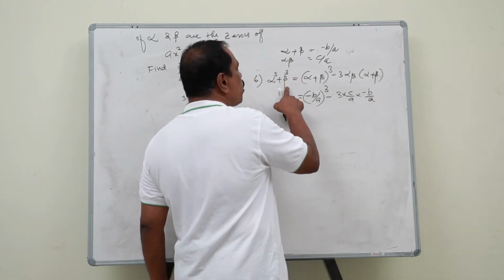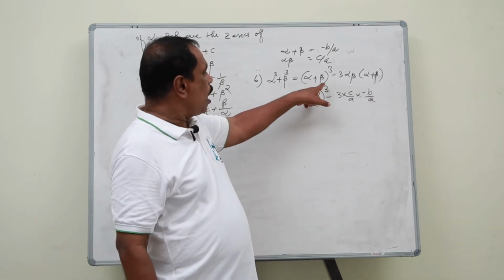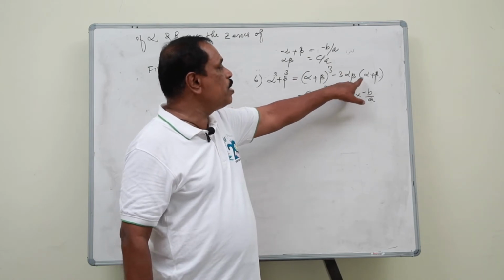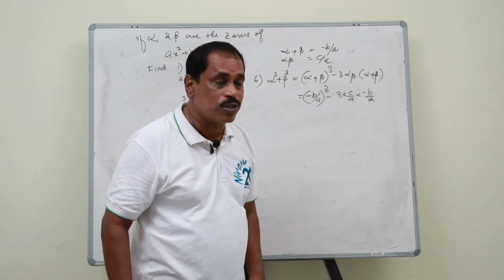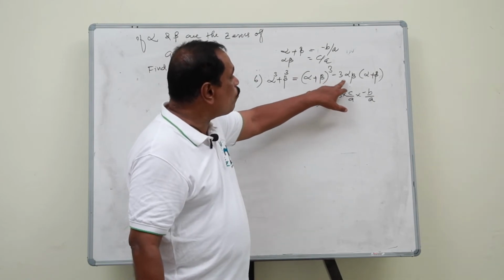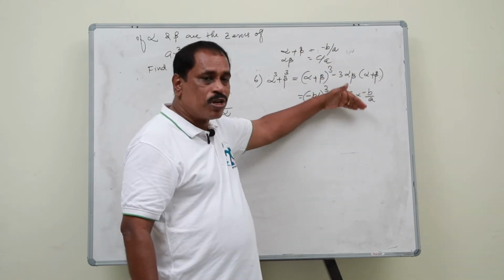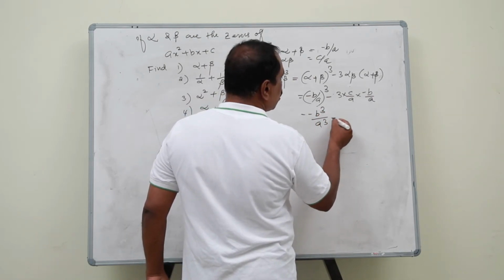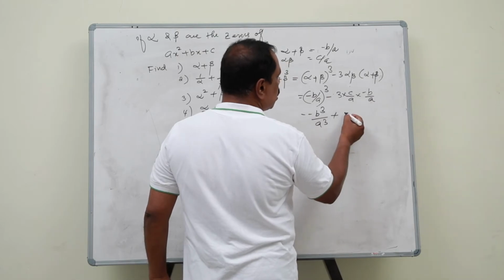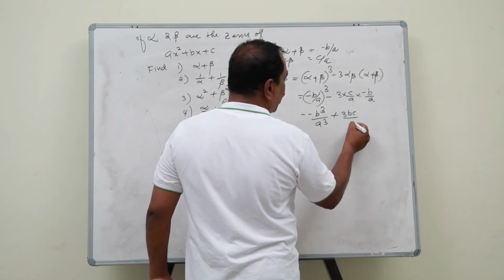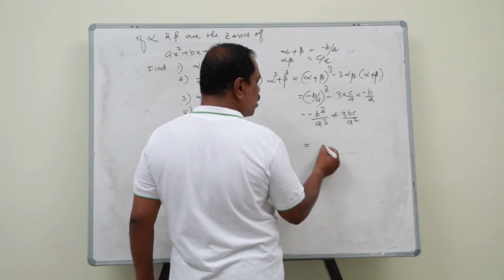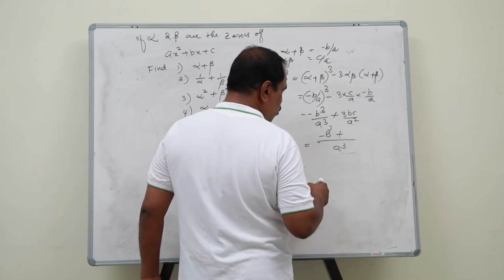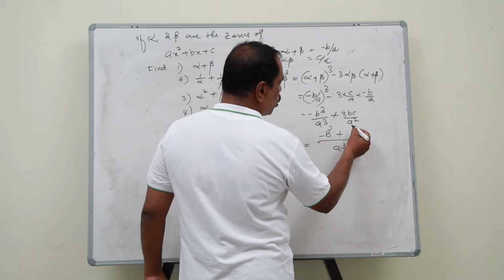Correct? Alpha cube plus beta cube equals alpha plus beta the whole cube minus 3 alpha beta into alpha plus beta. We have values for all these. Just put them there. That's all. So minus b cube by a cube. The minus into minus, that is 3bc by a square. Then we take LCM. a cube is the LCM: minus b cube plus 3abc.